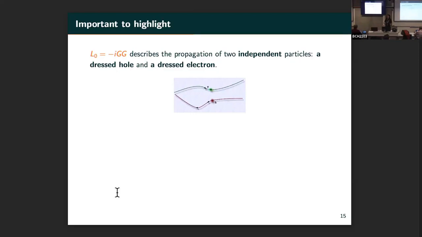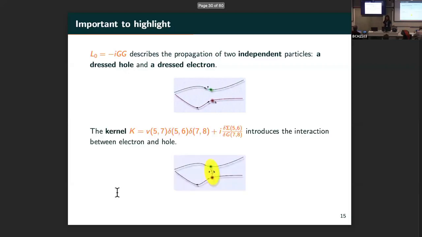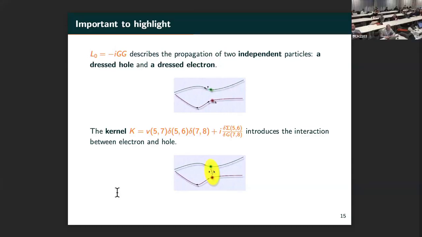So in order for you to get an intuition of what we are describing, if we just consider L0, which is the multiplication of Green's functions, it will describe, as we saw before, the propagation of two independent particles. Doesn't mean two non-interacting, so it would be a dressed electron and a dressed hole. So this would be the propagation of two quasi-particles. It doesn't have to be the propagation of a non-interacting single particle defined in terms of G0, which is a non-interacting Green's function. You're supposed to take the quasi-particles with the best G which you have.